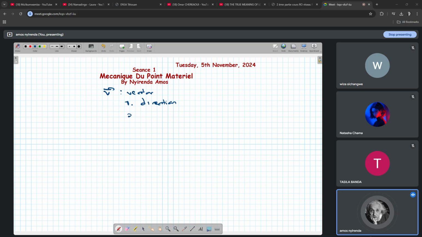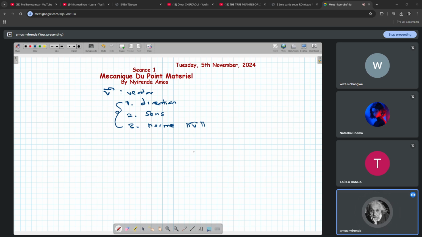Apart from this important aspect, it is going to have what is known as a sense. And then number three, a vector is going to have what is known as a magnitude, or what we're going to call a norm. So a norm is basically the magnitude of the vector v. These three things are the characteristics, this is what makes up a vector. A vector has a direction, a sense, and a norm, or magnitude.